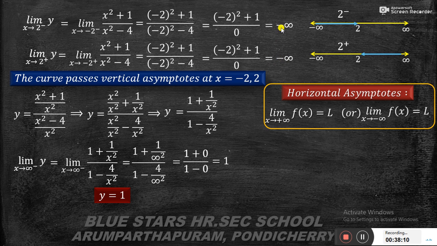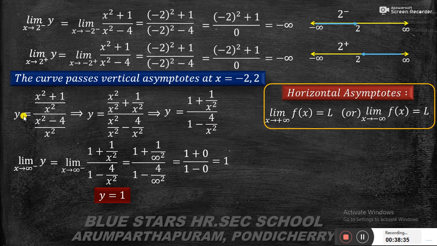Therefore, for any vertical asymptote, we represent plus or minus infinity. Both answers are the same. The curve has vertical asymptotes at x = −2 and x = 2. Again, now I apply the horizontal asymptote. The horizontal asymptote condition is the limit as x tends to plus infinity of f(x) = L, and the limit as x tends to minus infinity of f(x) = L.